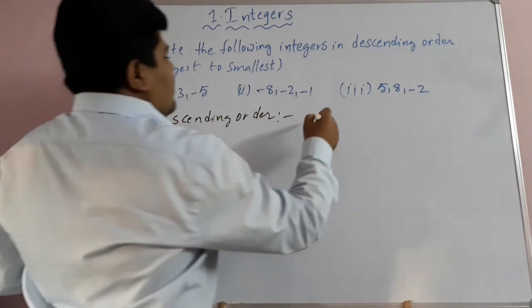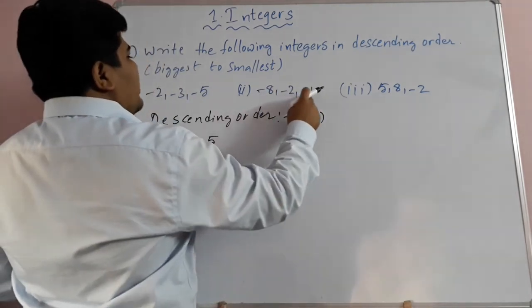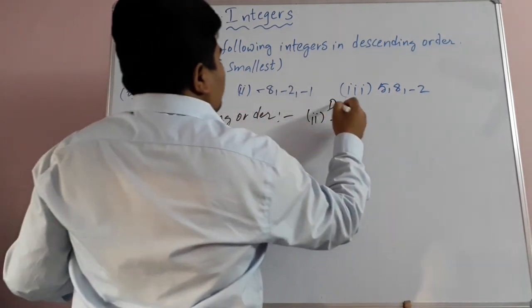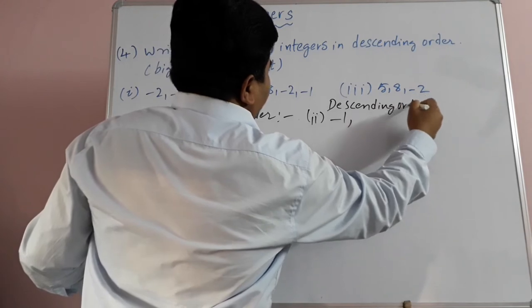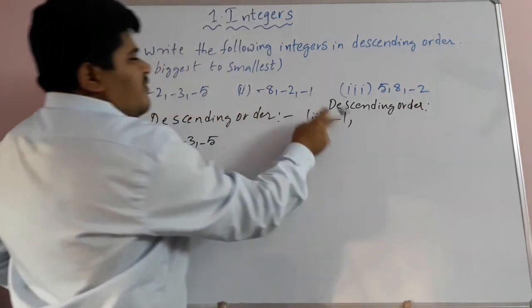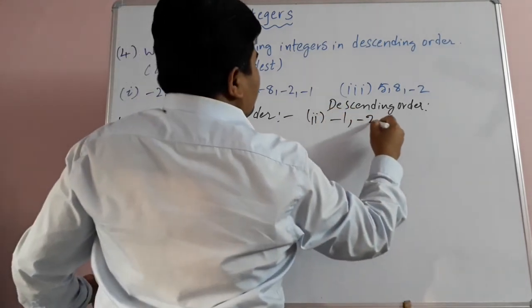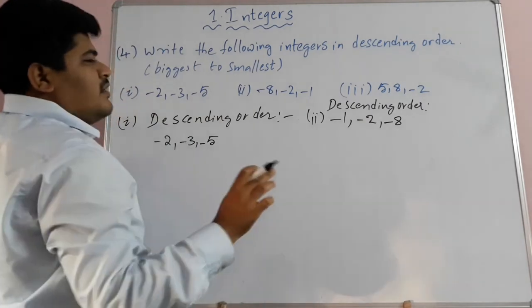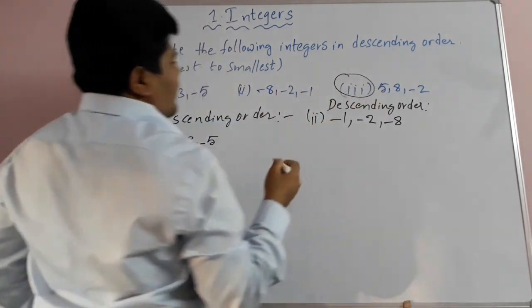Now let's see the second problem. In this, what is the biggest number, children? Negative 8, negative 2, negative 1 are there. Negative 1 is the biggest. Okay, so here I write descending order. Negative 1 is the biggest number. Next to biggest is what? Negative 2. Next, the smallest is negative 8. So this is the descending order of these numbers. And children, please try this third problem in this way.